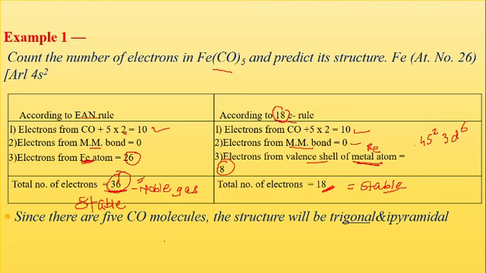Since there are 5 carbonyls, the structure is trigonal bipyramidal.